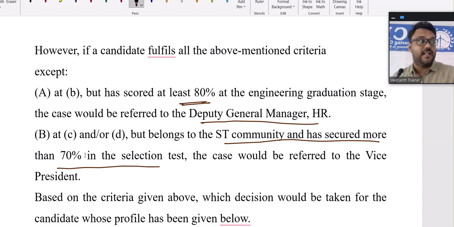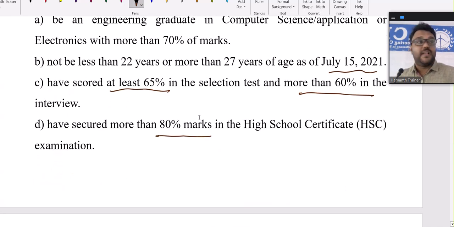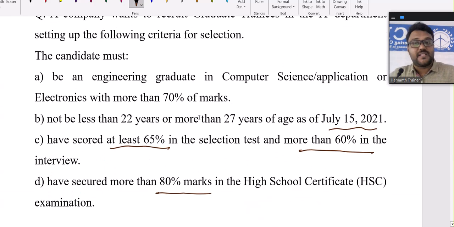Actual selection test should be 65% if you see the conditions, but here they change it to 70%, and if it belongs to the S2 community, then you are referred to the vice president. That is only for C and D. C and D fail. If suppose A failed, what will happen? If the first one failed, you are not selected, simple, because there is no exemption given.